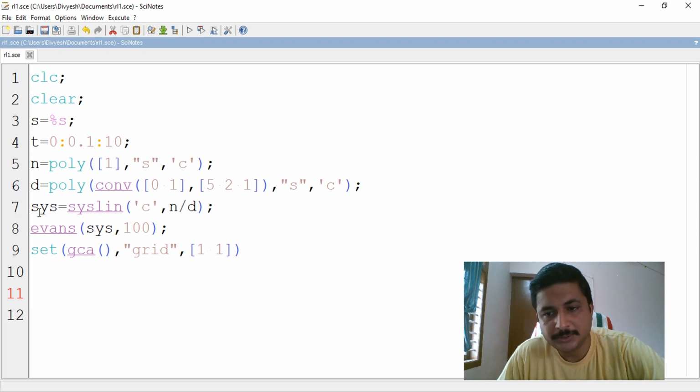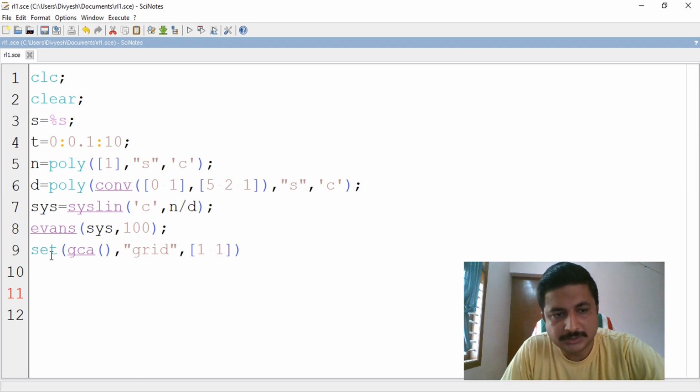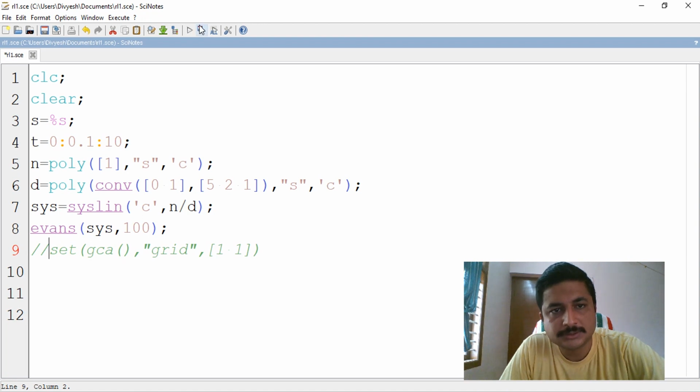Okay, so to get a root locus, you have a defined function available in Scilab. This is given by evans. The syntax is the transfer function comma k max, the maximum value of k, so I have taken it as 100. Now I'll explain what this is after plotting. So let me comment this for now and try to get the plot. I'll save and execute.